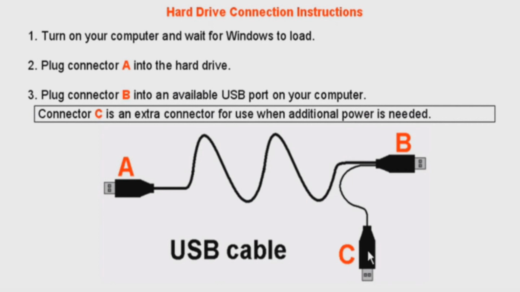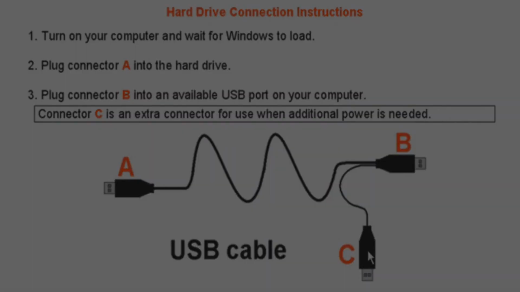First, you will need to connect the external hard drive to your computer using the USB cable. The USB cable includes three separate connectors. Connector A plugs into the USB port on the external hard drive. Connector B connects directly into your computer's USB port. Connector C is only used if you need to connect a second USB to your computer for additional power to run the external hard drive.